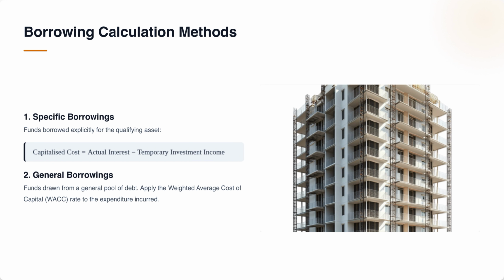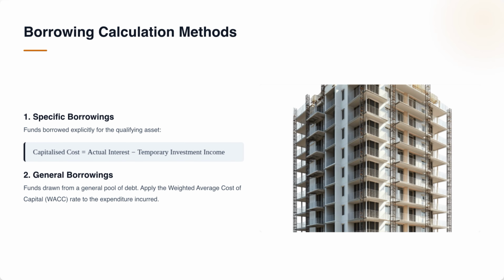Because if the company draws down the loan funds in January but spends them gradually over the year, any unspent cash deposited in a bank earns interest. IAS 23 requires you to net this interest income off against the total interest expense.